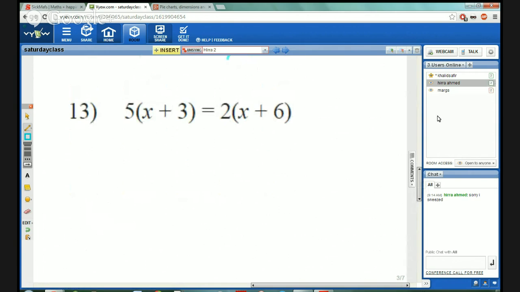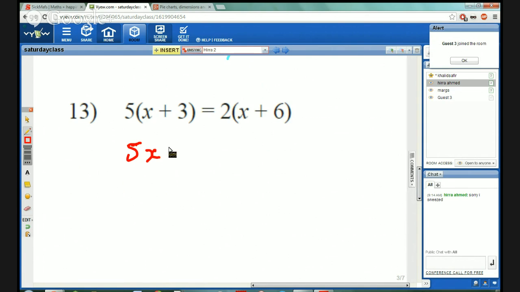Nice one. Okay, let's quickly talk through that one. So, what do you do? I did 5 times 2. No, you have to multiply it out. So you've got 5x plus 15.